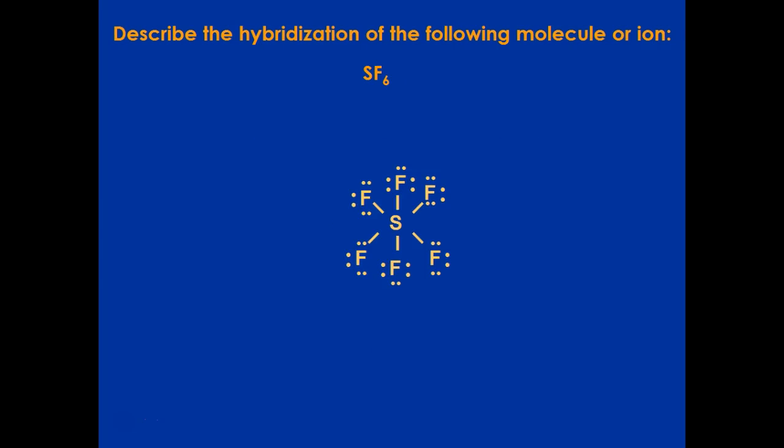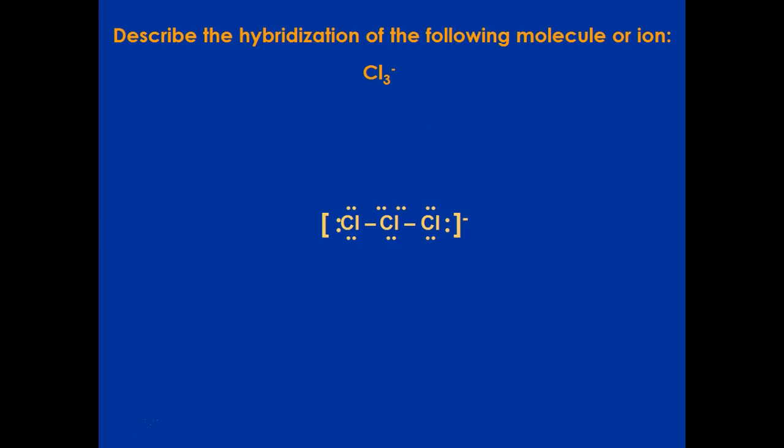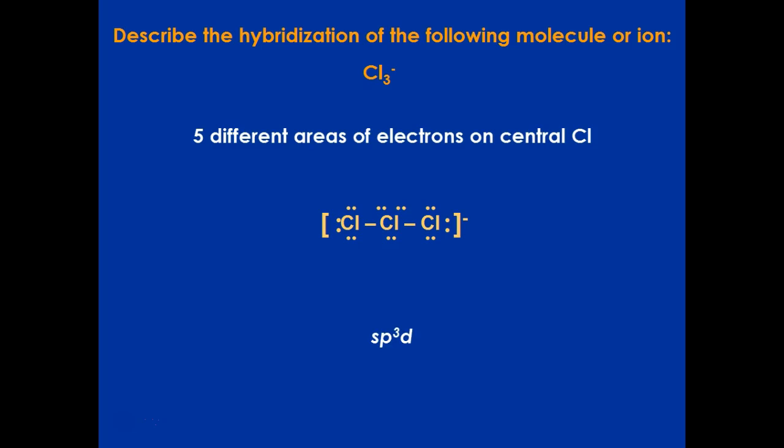And then in SF6, we have 6 different areas of electrons around sulfur, and so we would need 2 d orbitals along with the s and the 3 p's. And the last thing we're going to talk about, one more: in Cl3-, there are 5 areas of electrons around the chlorine, 3 lone pairs and 2 shared pairs, and so that would give us an sp3d hybridization for this molecule.